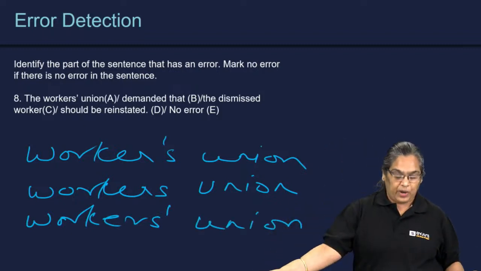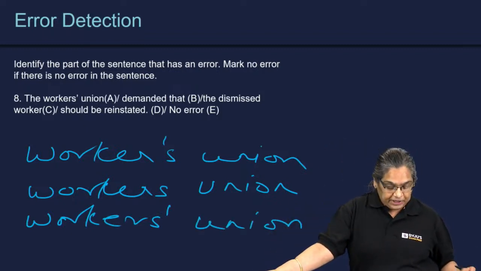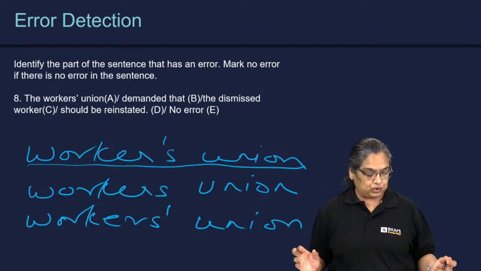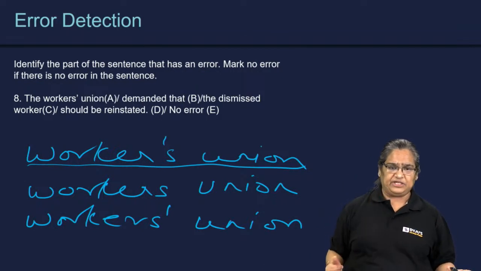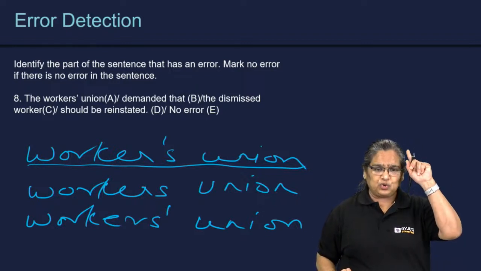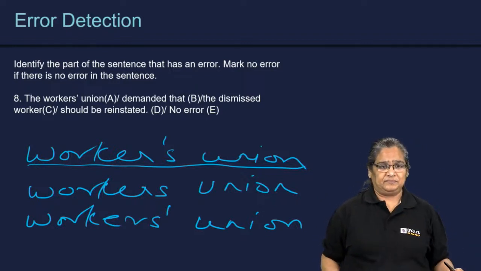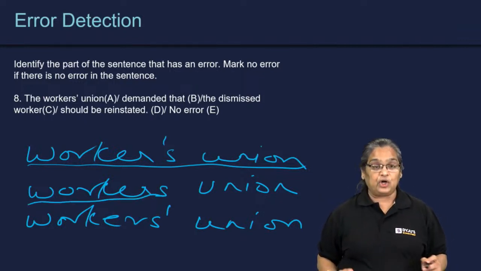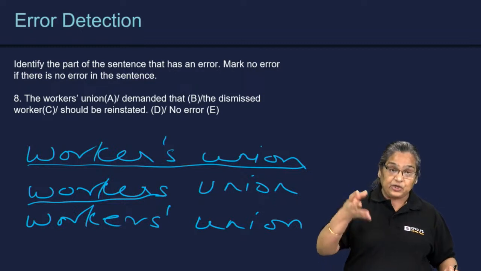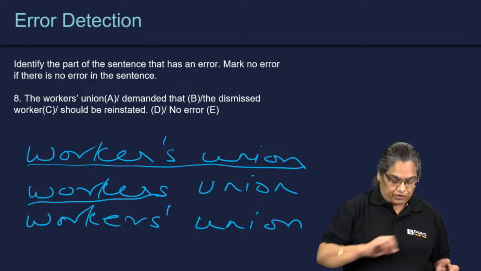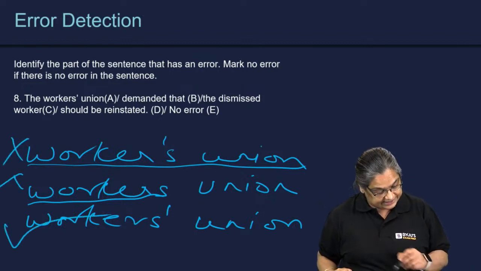Right, this is the doubt you had. How many of you think, okay, what does this imply? Those of you who thought A, I think Ujjwal mentioned A. Sachin, if you say worker's union, you are saying it belongs to only one worker. Therefore, it is not correct. If you say this, you are not indicating that it's a union made of workers or belonging to workers. So this is wrong. This is correct.